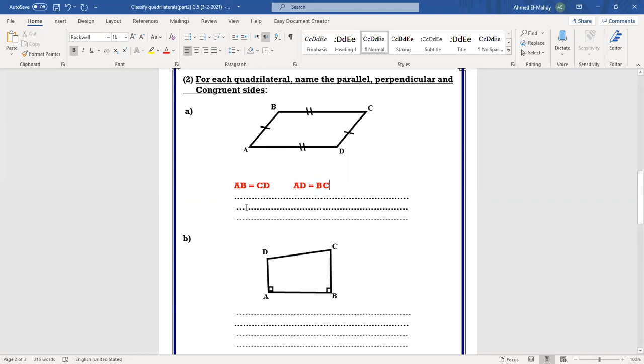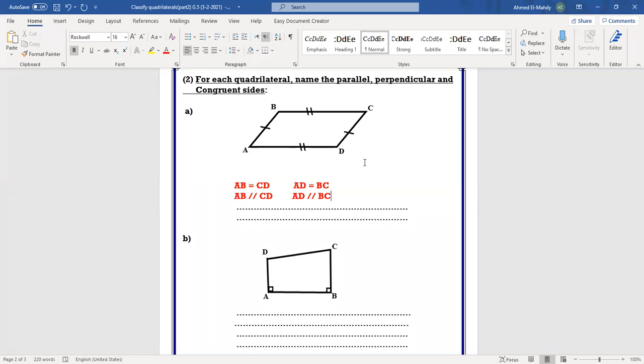We have parallel sides also. The parallel sides are the same sides, because yesterday we said each two opposite sides are equal in length and parallel. So here AB is parallel to CD, and AD is parallel to BC. Now we have perpendicular here. What's the meaning of perpendicular? Who remembers?